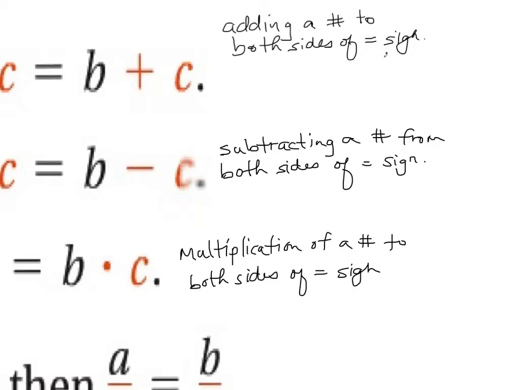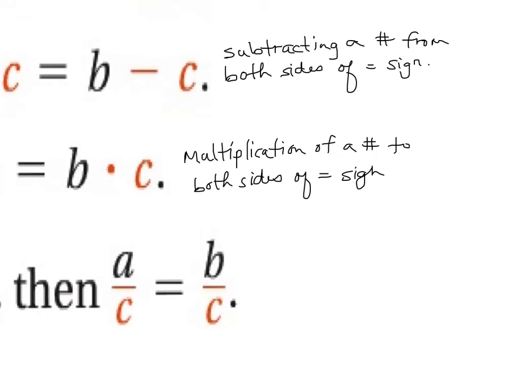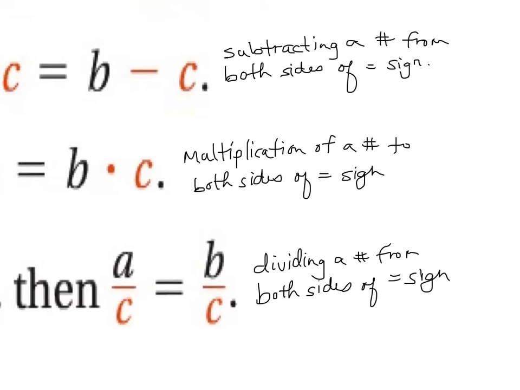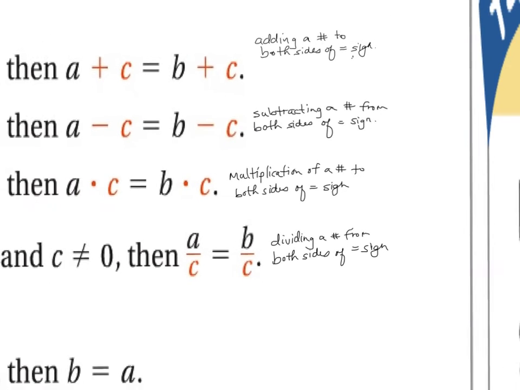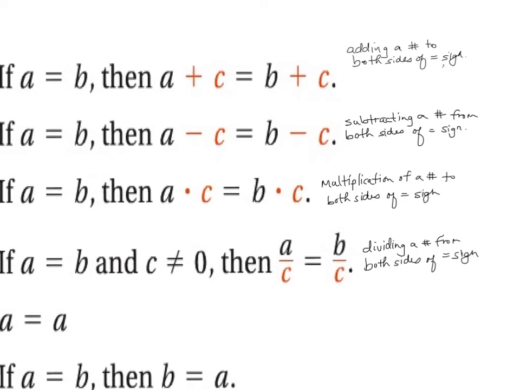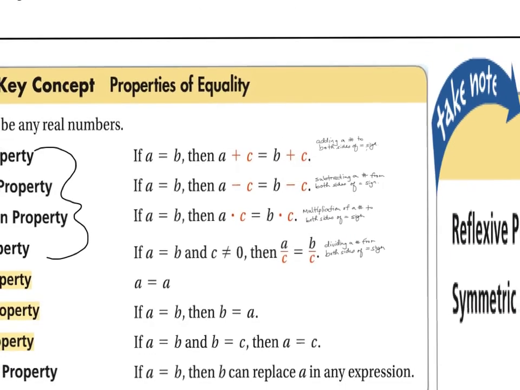We're multiplying a number times both sides of the equal sign. And then the last one here is you're dividing a number from both sides of the equal sign. Okay? So these 4 properties right here, the addition property, the subtraction property, the multiplication property, and the division property, show you you're doing it to both sides of an equal sign. Okay, so make sure you have those in your notes as well.